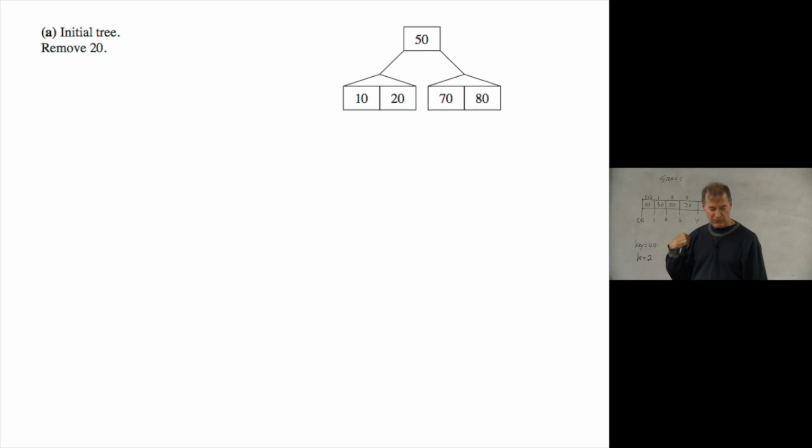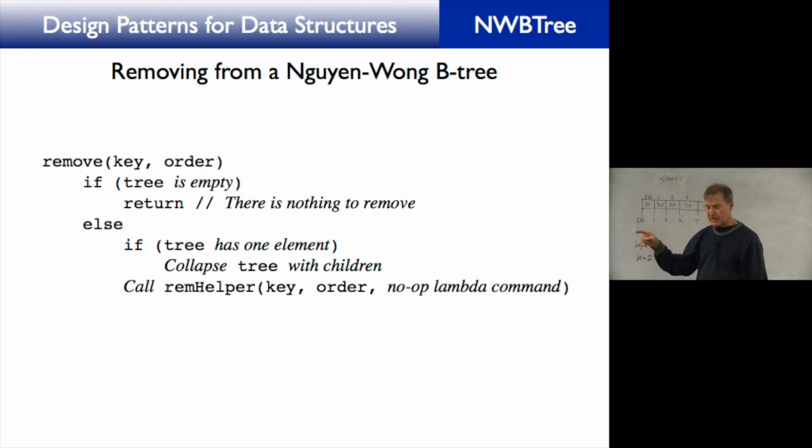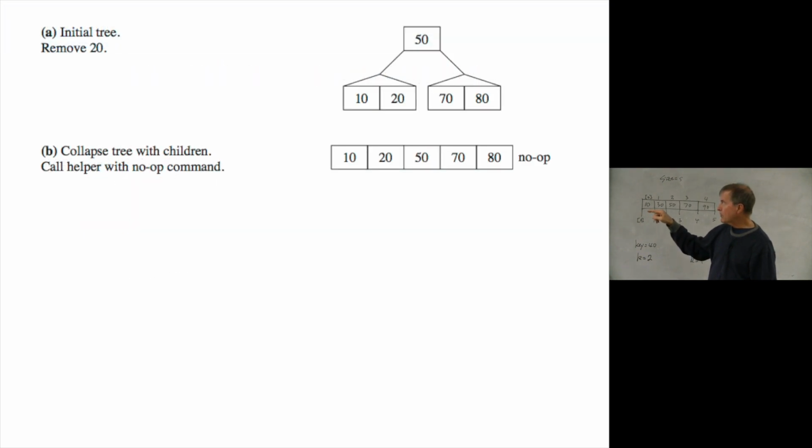So here's our initial tree, remove 20. Okay, so that first statement in our pseudocode was collapse the tree with the children and call the helper with a no-op. So the 50 goes down between the 10, 20, 50, 70, 80, no-op. Right? So this is just like part B of that figure, pushing down. And notice that everything's maintained except for the possible size.